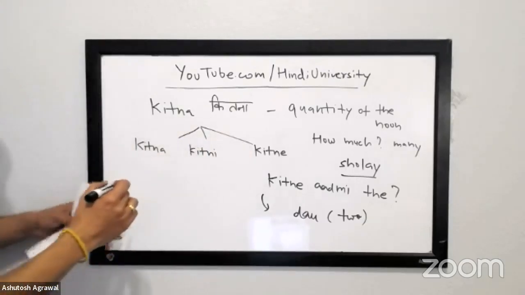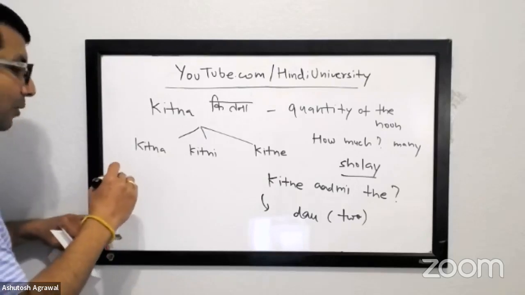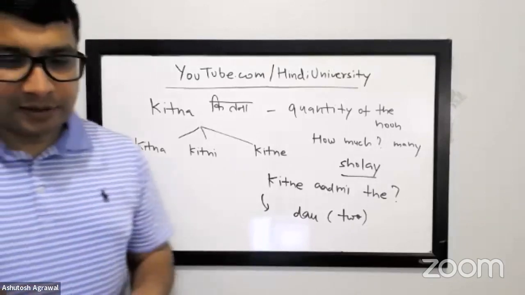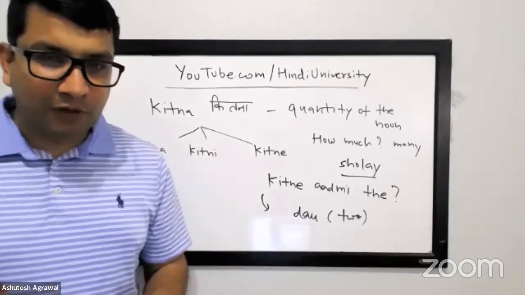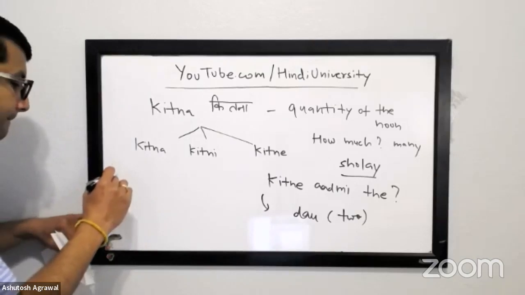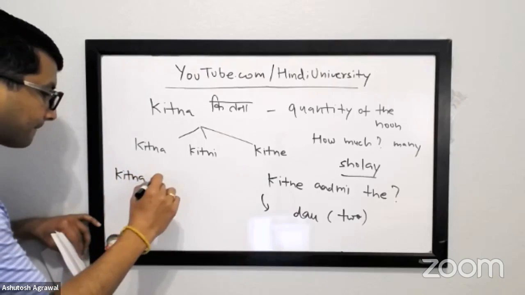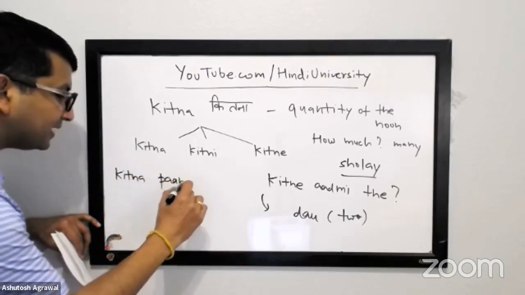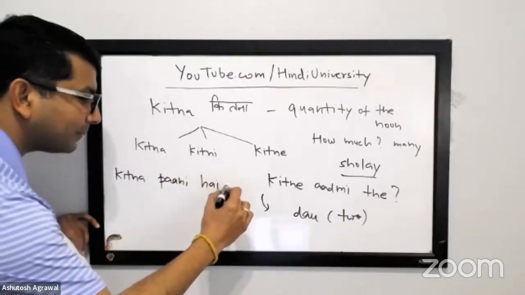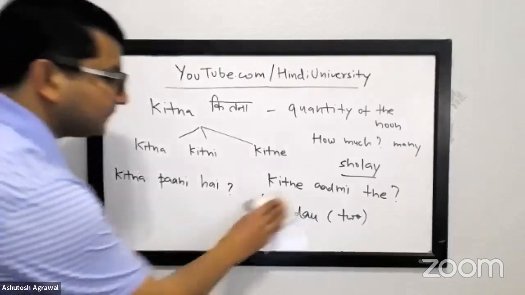Kitna, right? So if you want to know, let's say you go and visit a pond and you want to know how much water is there. How will you ask? How much water is there? वहाँ कितना पानी है? कितना पानी है? I'm keeping it simple, but yeah, you can definitely put वहाँ कितना पानी है. Okay.